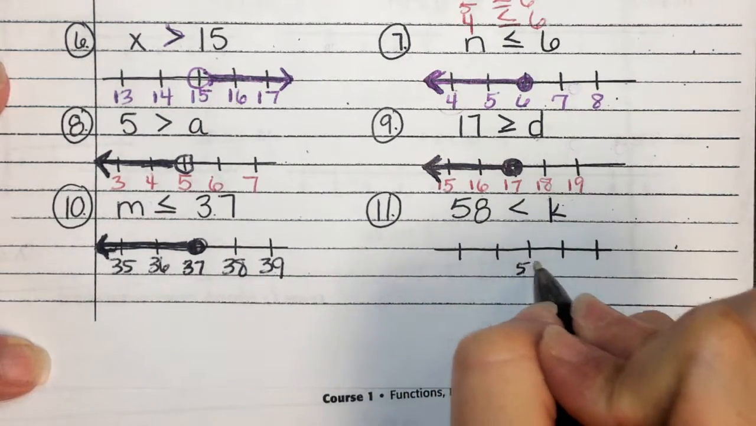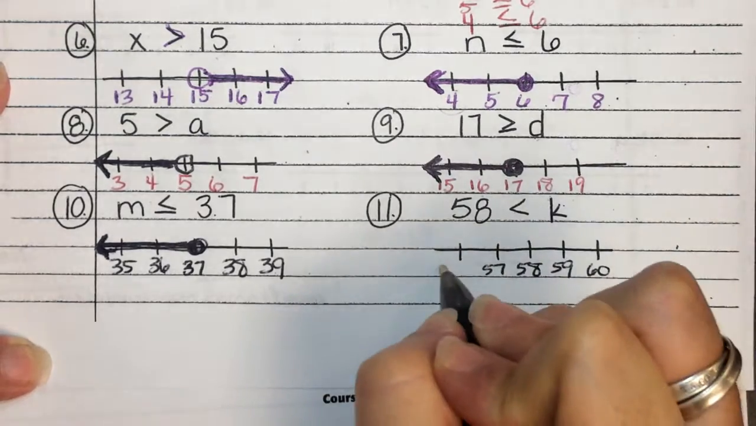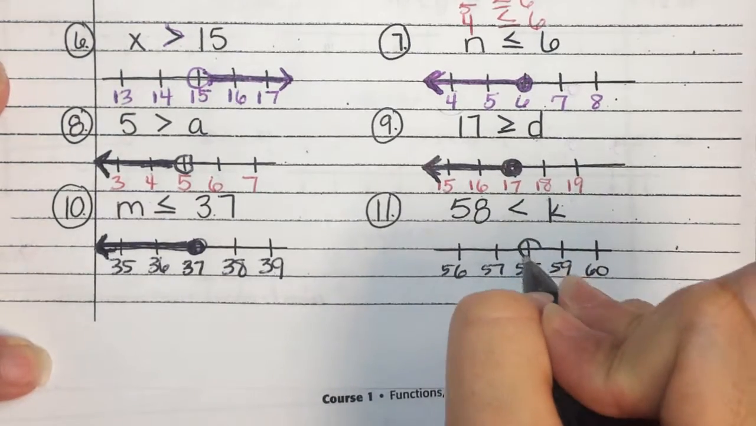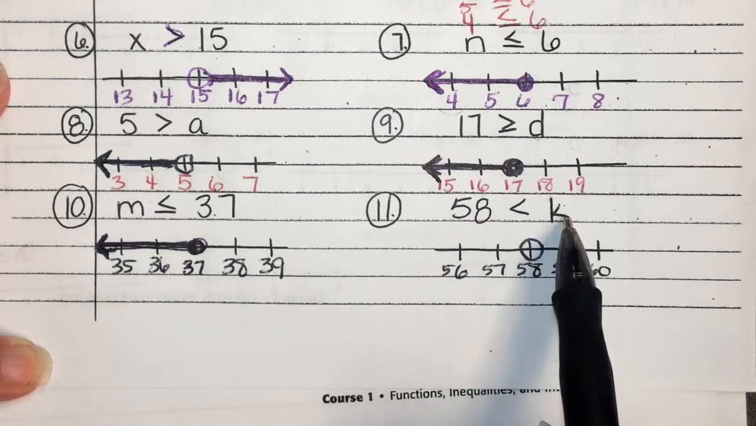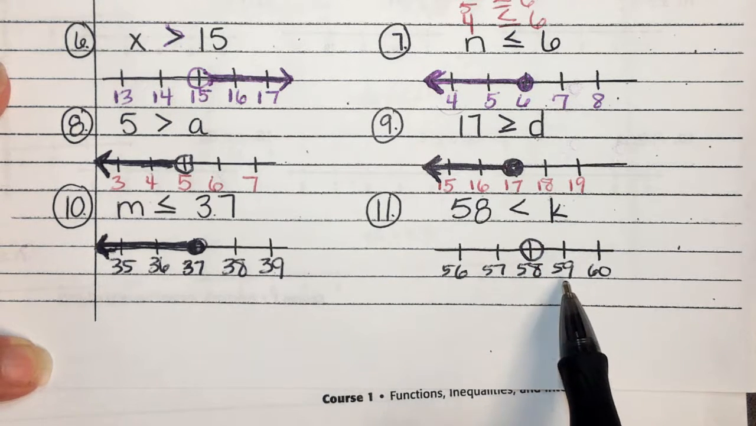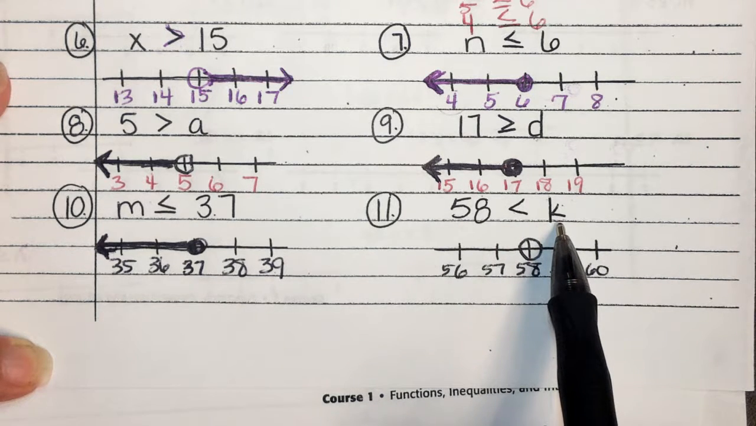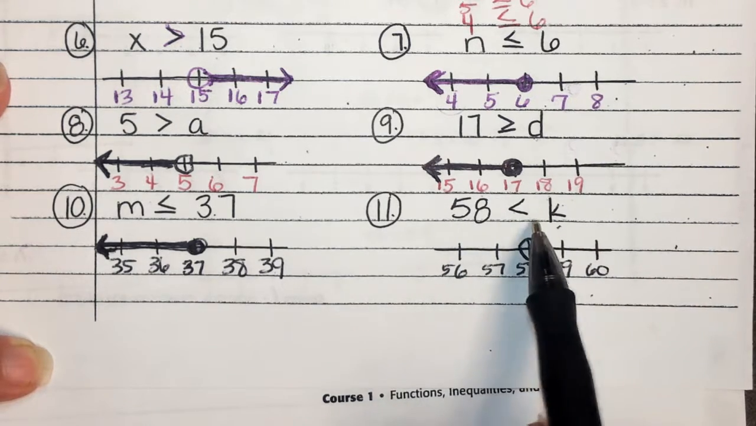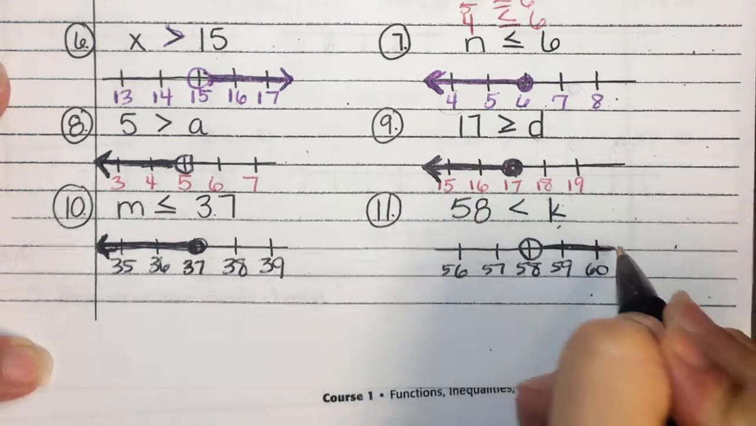Going on this one, I would do 58. Open dot. Okay, 58 is less than K. So 59. So is 58 less than 59? No. Yes. So try this. Try 60. Is 58 less than 60? Yes. Yes. So we need this side.